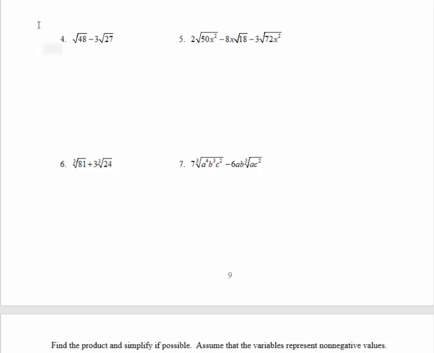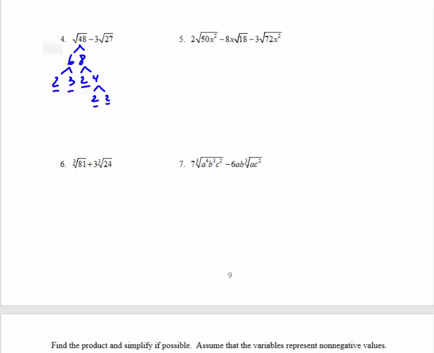Number 4, the square root of 48 minus 3 times the square root of 27. First thing we do is we look to see if we can simplify the radical. Well, looking at the 48, let's go ahead and start doing the factor tree. 48 we would break up into, say, 6 times 8. Well, 6 is not prime. 6 is 2 and 3. 8 is 2 and 4. And 4 is 2 and 2.